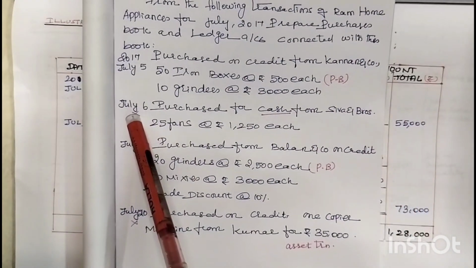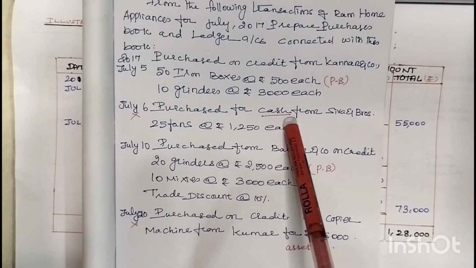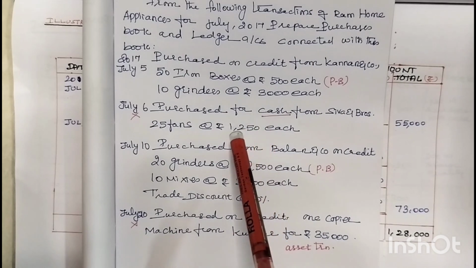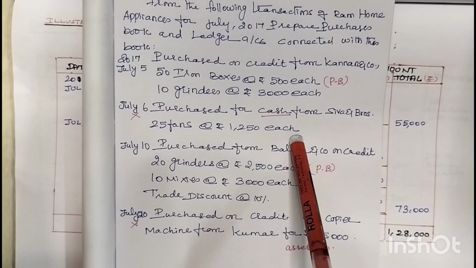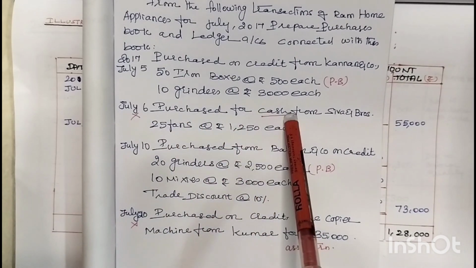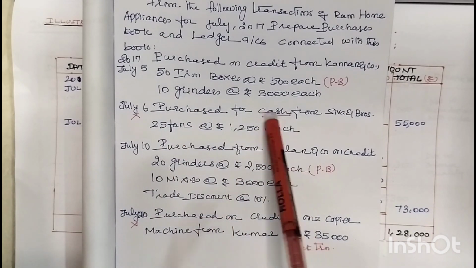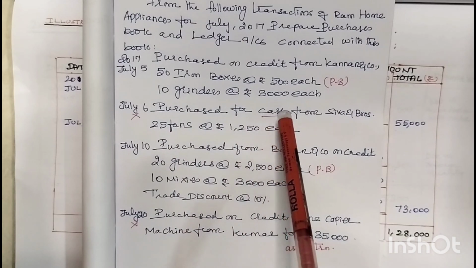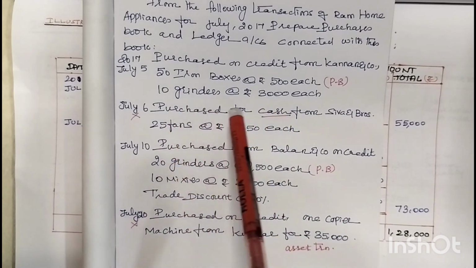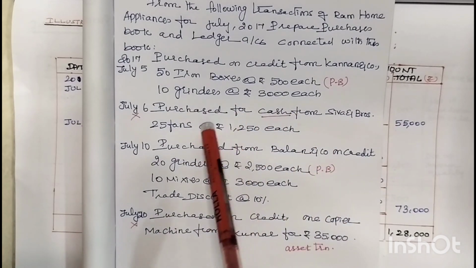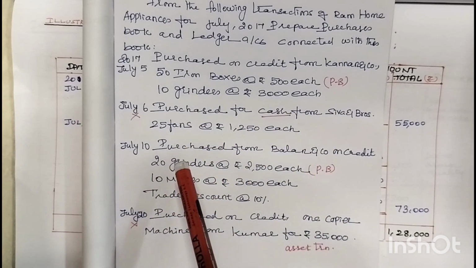That is July 6, purchased for cash from Siva and Brothers 25 fans at rupees 1250 each. So what does this transaction tell us? This transaction clearly tells us this is a cash purchase. We won't record cash purchases into the purchases book, so we omit this transaction. Let's see the next transaction.